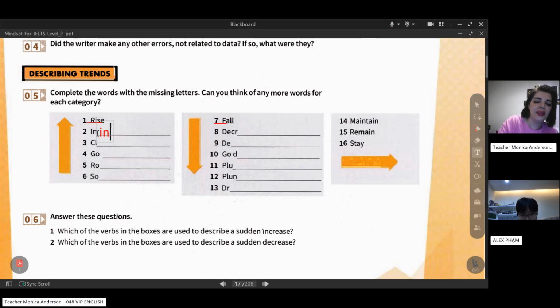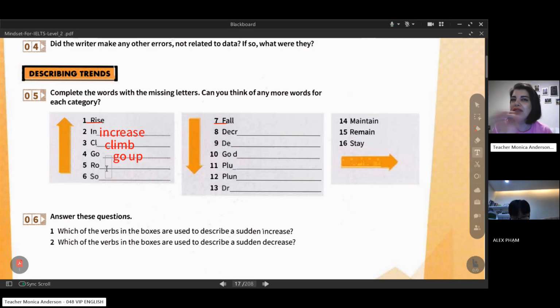So increase. And the third one, another word is climb. And this one, number 4, another word, go up, you know. And number 5, that's a really good one. Of course, they have differences. So we will talk about the meaning.